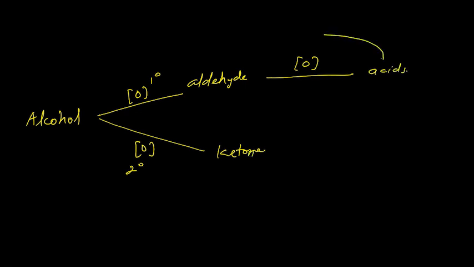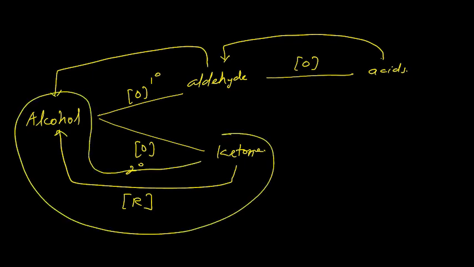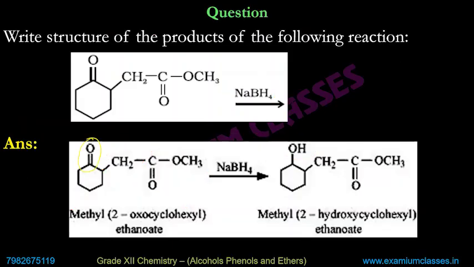It means when acids get reduced, these will get reduced into aldehydes. And when aldehydes get reduced, they get reduced into alcohol. And when ketones get reduced, these get reduced into alcohol. Opposite. This is what we have used, this reduction part. Ketone to alcohol, which has been used there. So here this is ketonic group. It gets reduced to alcohol.